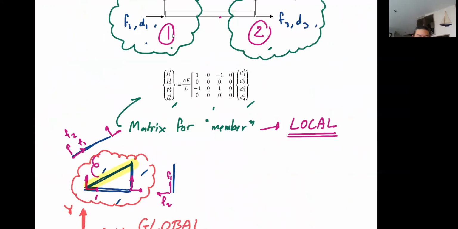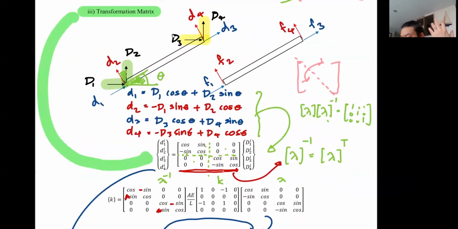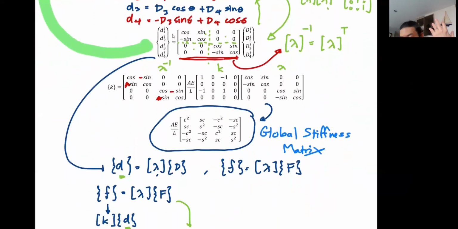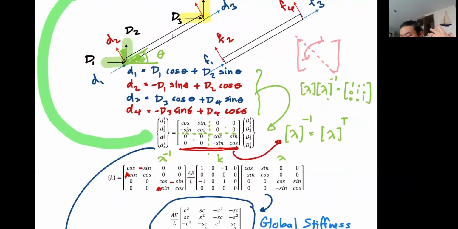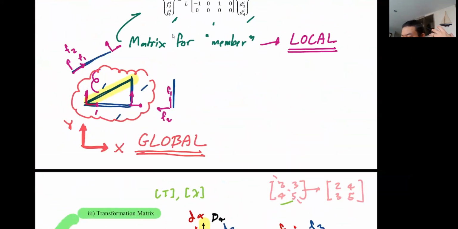It depends on where you are. If you want to solve the entire system, you need a global system, because you cannot assemble the matrix for the structure if you use the local system for each member and try to bring them together. They don't talk to each other if they speak their own local language, correct? They need the global language to communicate for the entire system. So we're going to use this global stiffness matrix if we are going to solve something globally. And if you want to solve something locally, you're going to have to use the local system.